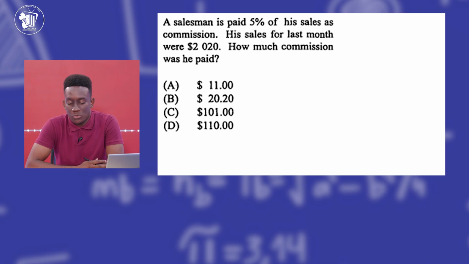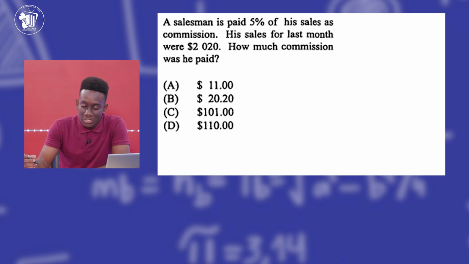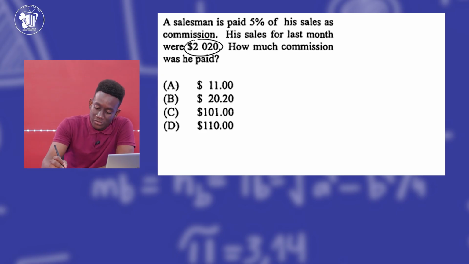So let's move on to the next question. So this question says, a salesman is paid 5% of his sales as commission. His sales for last month were $2,020. How much commission was he paid? So when we talk about commission, we're thinking about the extra money that you get for the work that you do. In this case, he's paid 5% of the money that he earns for the company in sales. So what we need to do to find his commission is to find 5% of this money. That will give the commission.